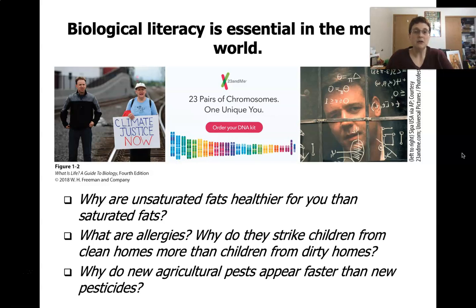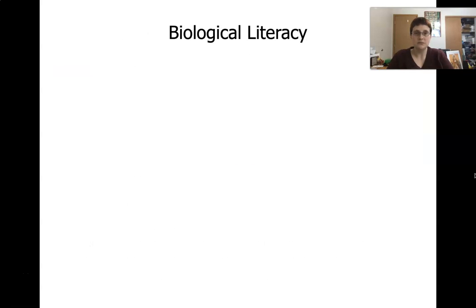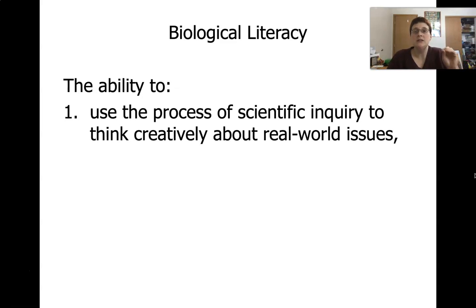We'll talk about agricultural pests. Why do they appear faster than new pesticides? All of these things are related to biological and scientific literacy. Understanding how these things are working at their base is incredibly important in today's modern age with all kinds of information coming out. So biological literacy is your ability to use the process of scientific inquiry, the scientific process, to think creatively about real world issues.